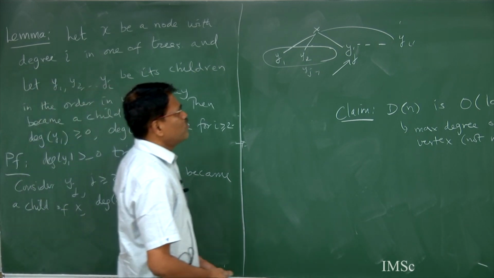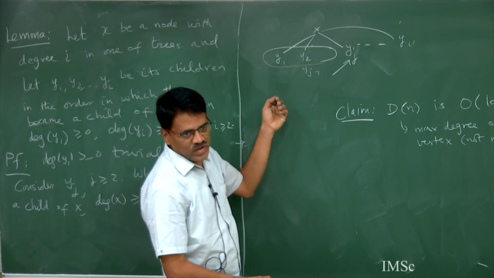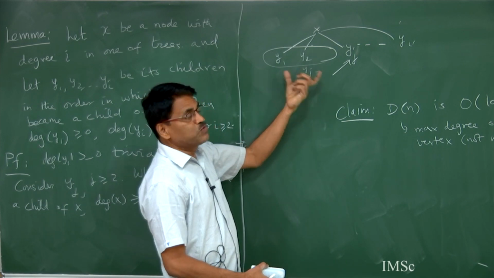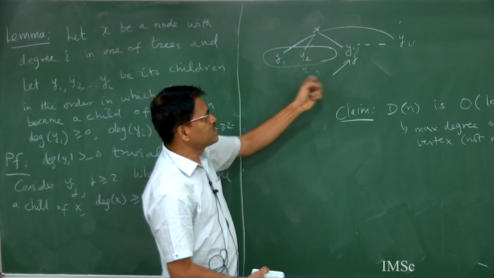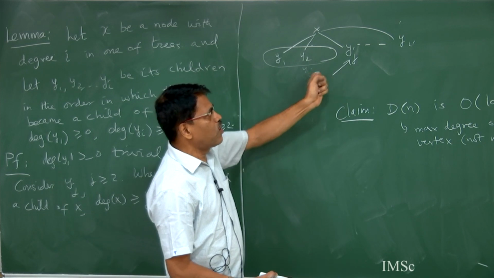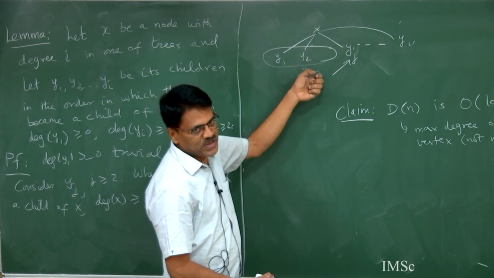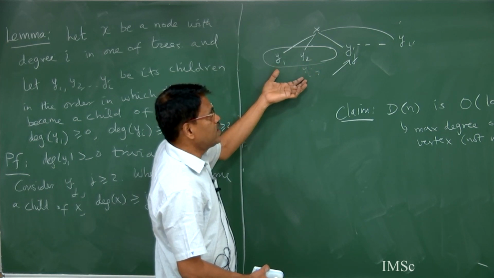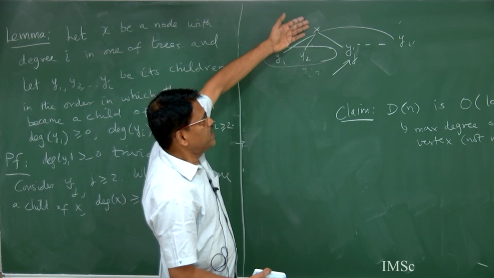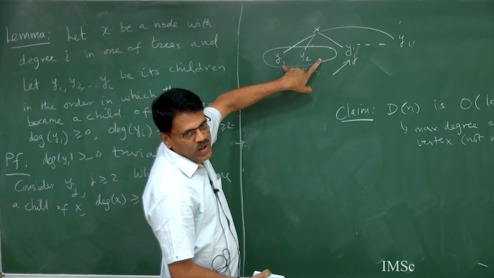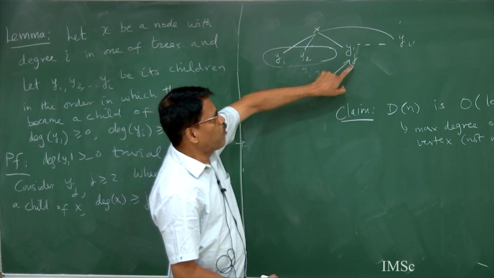Why greater than or equal to? Because maybe x might have lost somebody. But at least y1 to yj minus 1 are sitting here, they would have been there also, because I'm considering them in the order in which they became a child. So, yj became a child of x after these guys became children, and they are still here in the tree. So, degree of x must have been at least j minus 1.